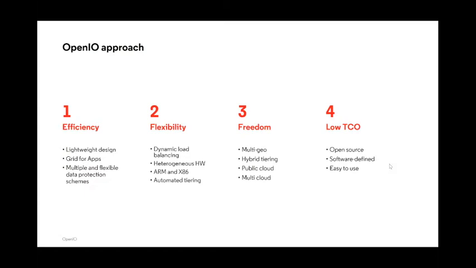We can support ARM and x86 as well if you are running Grid for Apps, also GPUs and FPGAs. And we have automated tiering, both internally in the cluster as well as to the cloud. With the next generation of the product, we will support public cloud and multi-cloud. Hybrid tiering is already available in the system today, as well as multi-geo.